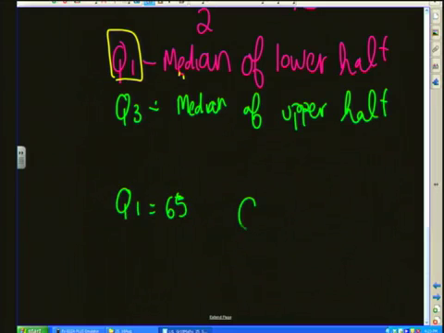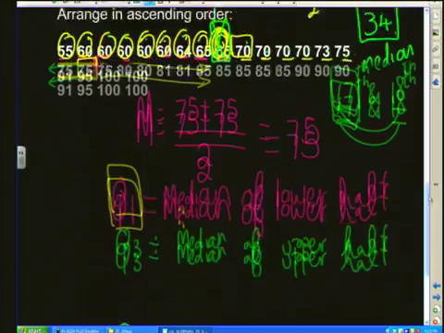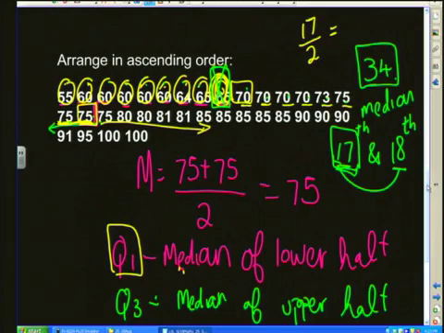All right, and then Q3 we do exactly the same thing. Again there's going to be 17 pieces of data to the right of our median, which was initially 75. And again, you can do the same thing. 9 positions away from here is going to be your median of the upper half of data. So in other words, your Q3.